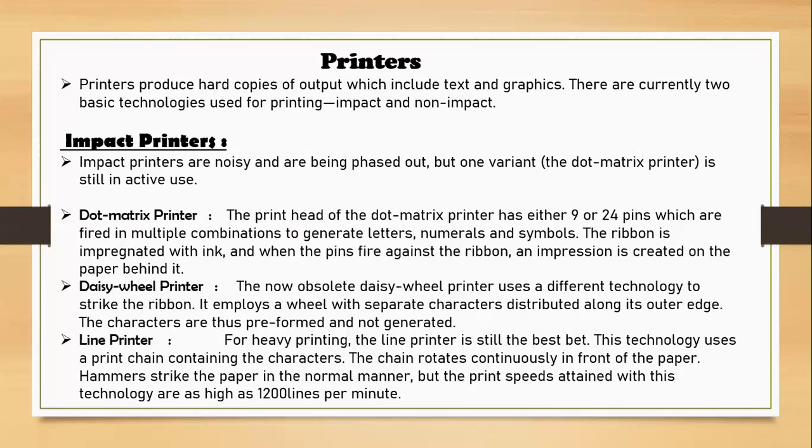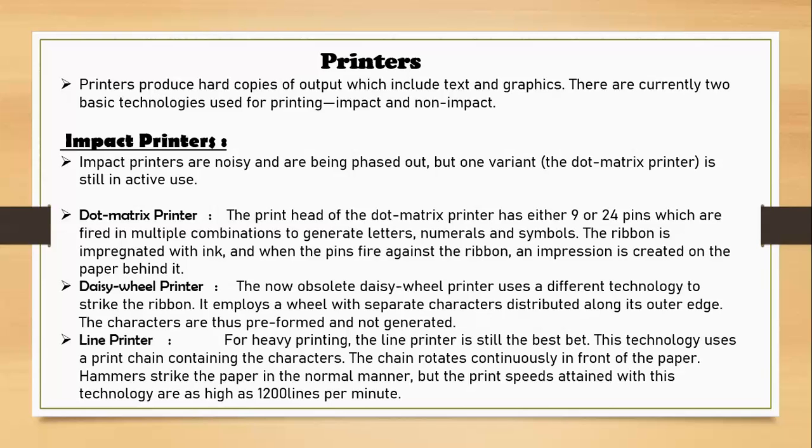Then comes the daisy wheel printer, the now obsolete daisy wheel printer. It's not used anymore. It uses a different technology to strike the ribbon. It employs a wheel with the separate characters distributed along its outer edge. The characters are thus preformed and not generated.